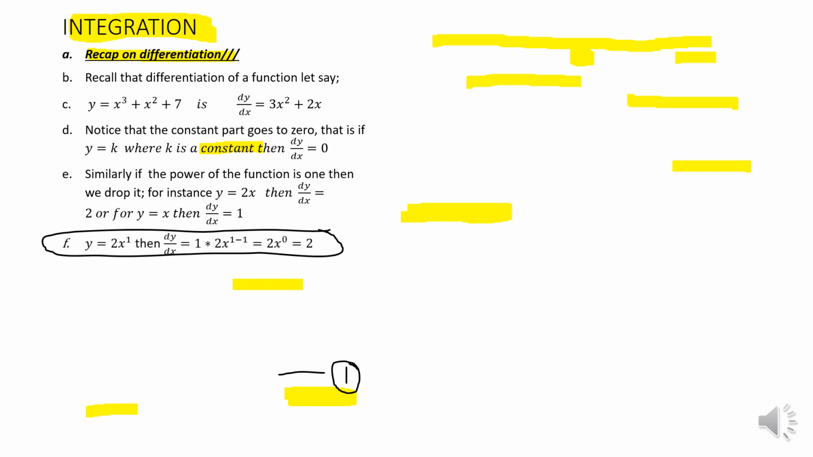I've demonstrated there where I've said if y equals 2x, remember x is to power 1, then dy/dx equals 1 multiplied by 2, then x to the power 1 minus 1. Remember, we minus 1 from the power. So this gives us 2 x raised to 0. And any number raised to 0, from indices, you know that number goes to 1. So 1 times 2 is actually 2. That's why we are saying if y equals 2x, then dy/dx is 2.